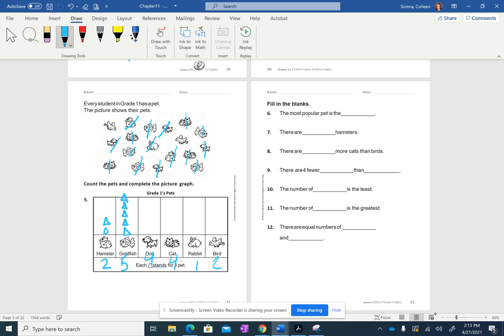How many dogs? 1, 2, 3, 4. How many cats? 1, 2, 3, 4. How many rabbits? 1 and 2 birds. 1, 2. So we had 2 hamsters, 5 goldfish, 4 dogs, 4 cats, 1 rabbit, and 2 birds.